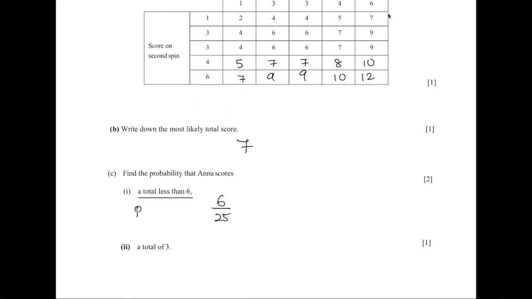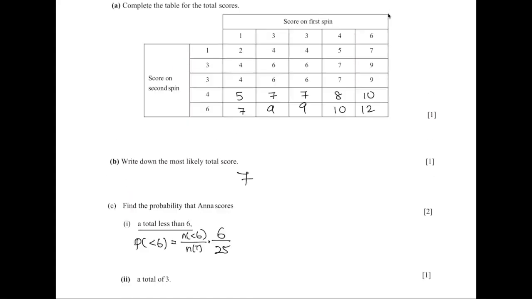So basically, the probability of less than 6 is equal to the number of less than 6 over the number of total. A total of 3 is impossible, so the probability is 0.